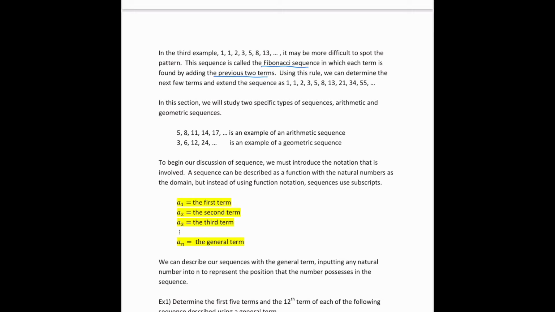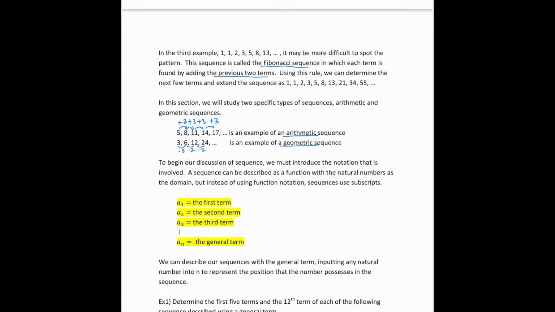So 5, 8, 11, 14, 17, we call an arithmetic sequence because this is adding by 3, okay? So when you're adding or subtracting by a number, we call it an arithmetic sequence. And the second one we call geometric because we multiply by 2. So when you multiply or divide by a number, we call it a geometric sequence.